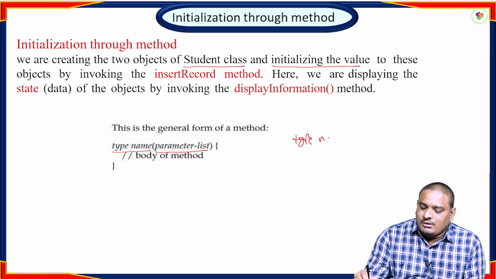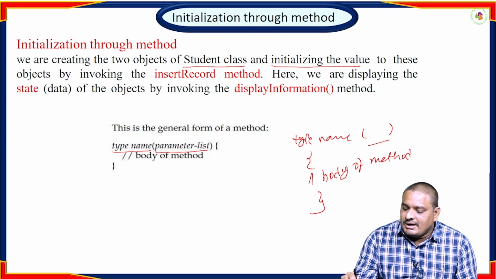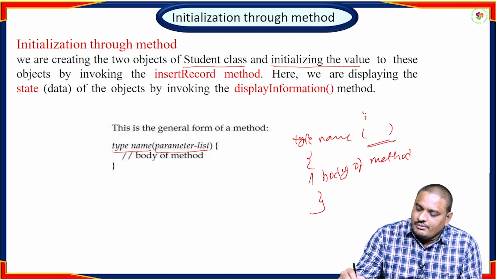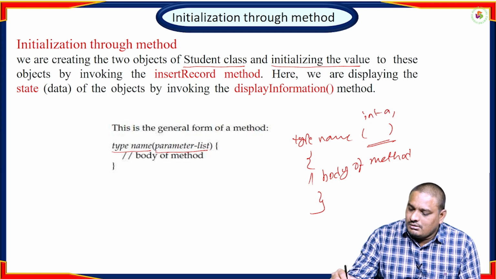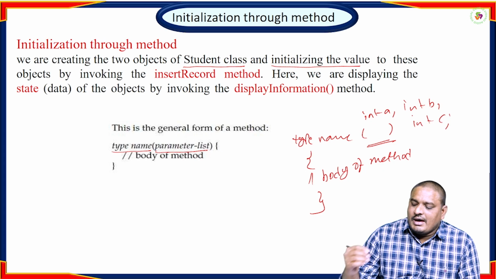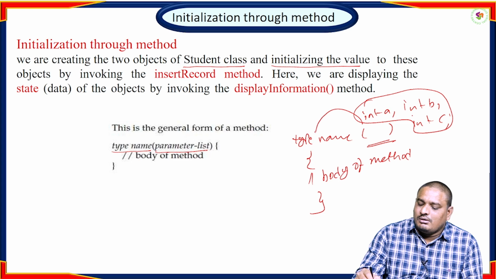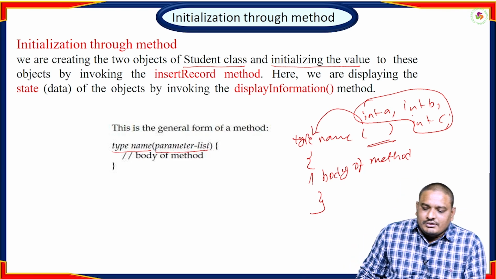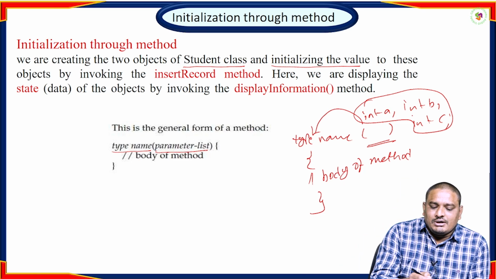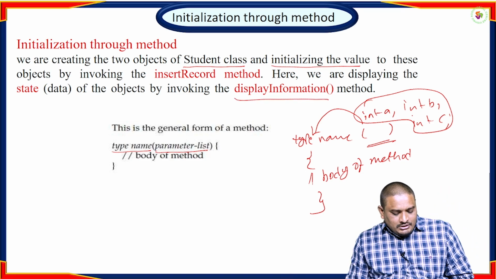Type, name, and this one is the body of the method. We can pass parameters. The parameters can be a single parameter, two parameters, or three parameters. These are the parameters passed to the method. Finally, we can display some data of the object by invoking the display information method.